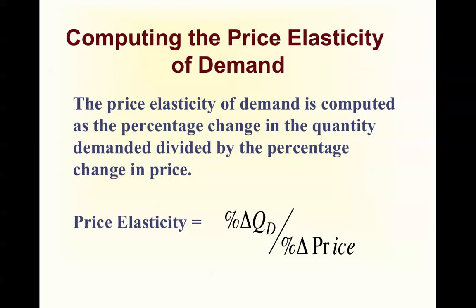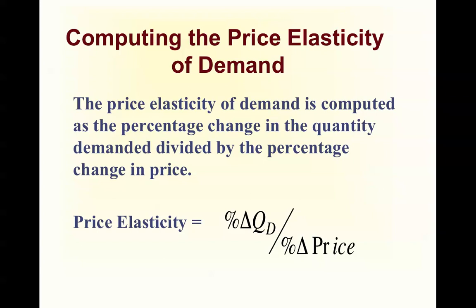Price elasticity of demand is computed as the percent change in the quantity divided by the percent change in the price. And in symbols, you can see the percentage sign right there. And this little sign is called delta. You can see it right there with my cursor arrow. Delta is a Greek symbol that means change.